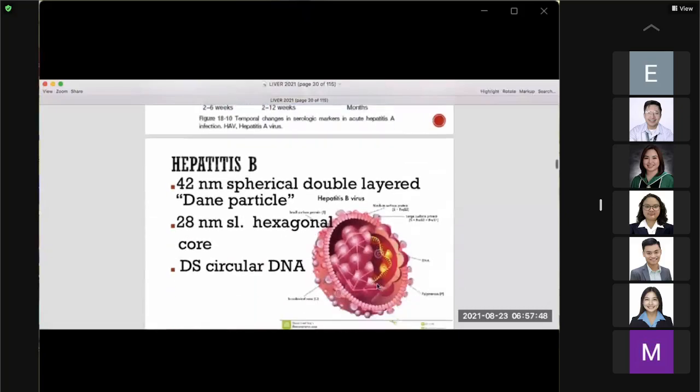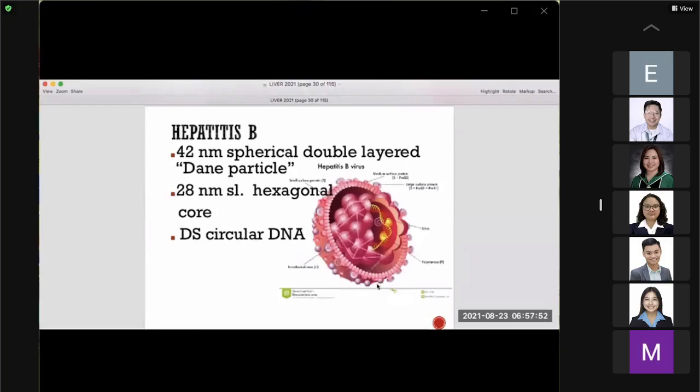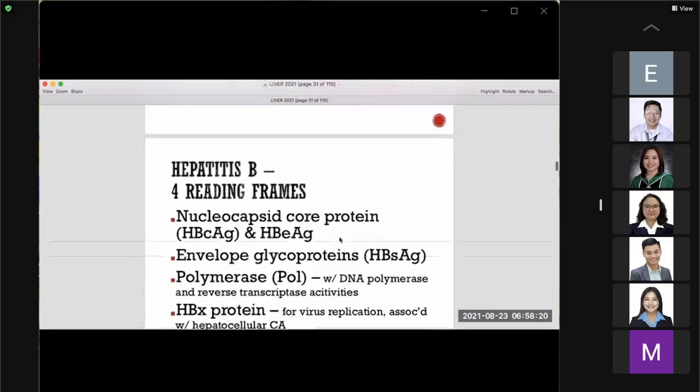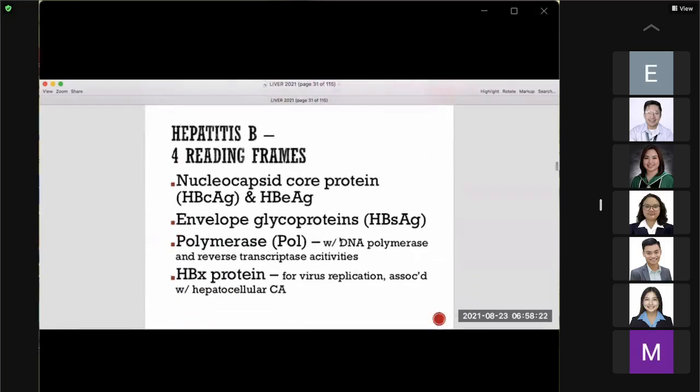Let's go to hepatitis B. So this is a 42 nanometer size virus, spherical, double layered. It's known as the Dane particle. It has a 28 nanometer, slightly hexagonal core, and this is classified as a double-stranded circular DNA. Okay, there are 4 reading frames for hepatitis B.